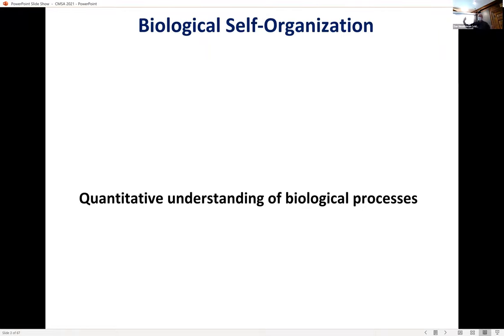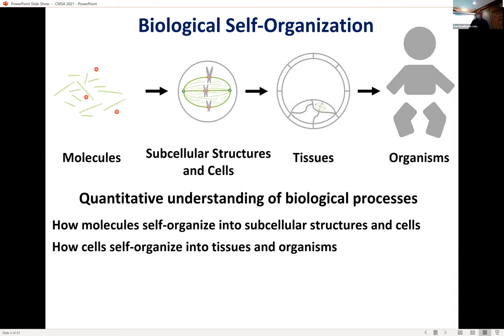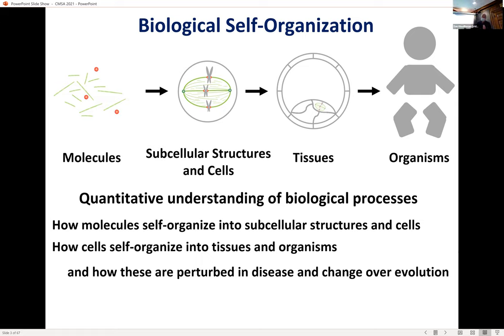Okay, so for me, the thing I'm most fascinated by is biological self-organization. I want to have a quantitative understanding of biological processes and of how molecules self-organize into subcellular structures and cells, how cells self-organize into tissues and organisms, and how all of these processes are perturbed in disease and change over evolution. That's what I'm interested in.